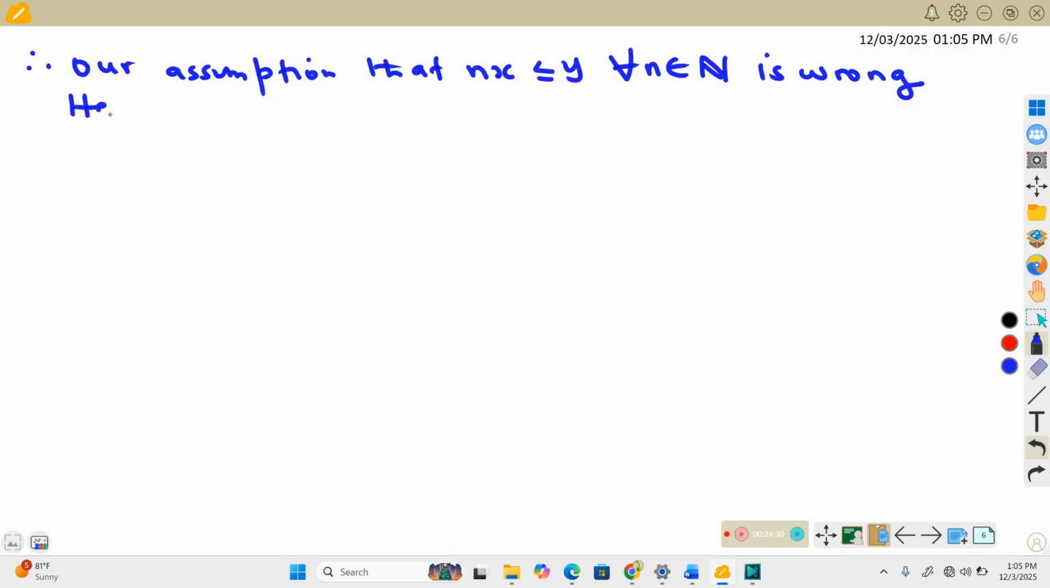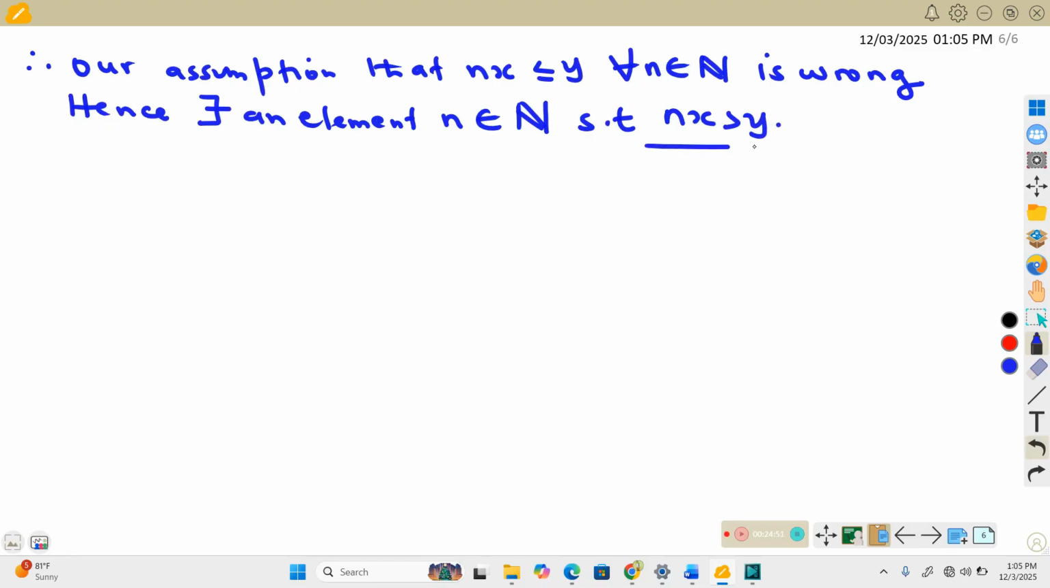So what is true? Hence, there exists an element n picked from the set of natural numbers such that nx is greater than y. And you have your statement proved. So from here, we have proved what we call the Archimedean property.